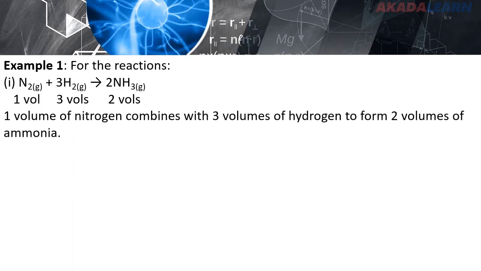Now, a second one, 2H2 plus O2 to give us 2H2O. In the same vein, you will see that 2 volumes of hydrogen will combine with 1 volume of oxygen to give us 2 volumes of steam.